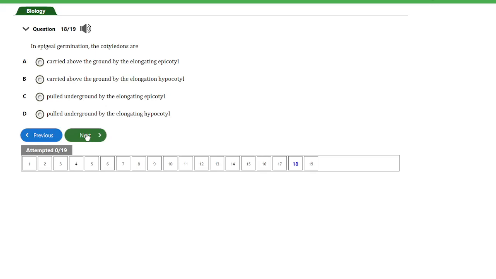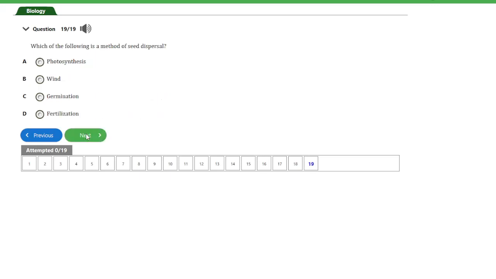The hypocotyl is the part of the stem of the embryo that is beneath the stalks of the seed leaves, and it's directly above the roots. So guys, this hypocotyl carries the cotyledons, or the seed leaves, above the ground level. So that's the case of epigeal germination.